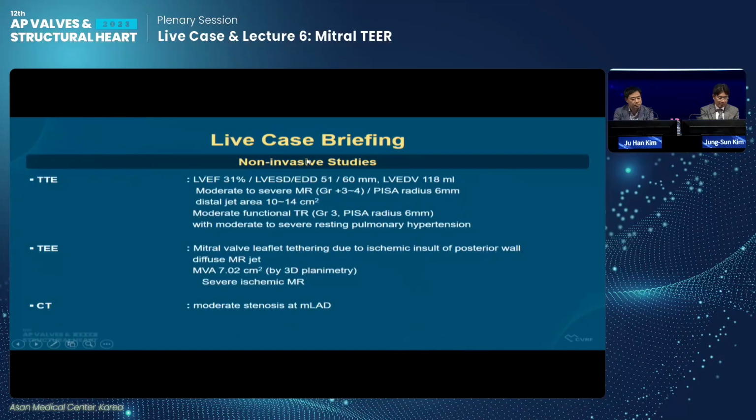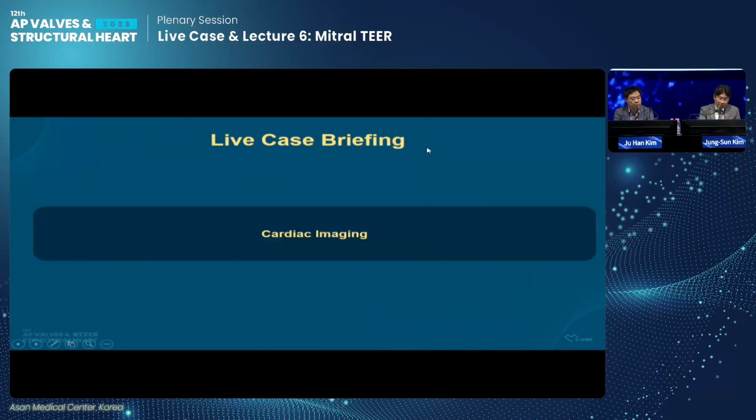Next, there's a brief conclusion of the TTE and TEE imaging: severe LV dysfunction with severe MR and moderate functional TR, with moderate to severe pulmonary hypertension. Next, this is the cardiac imaging. Yeah, Professor Dae Kim will explain the details of the cardiac imaging.